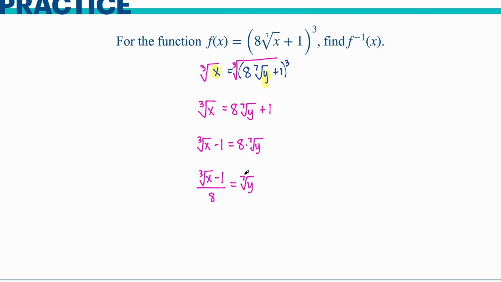Now I can do the last thing, get rid of the 7th root by raising it to the 7th power. So my final answer would be the cube root of x minus 1, over 8, raised to the 7th.